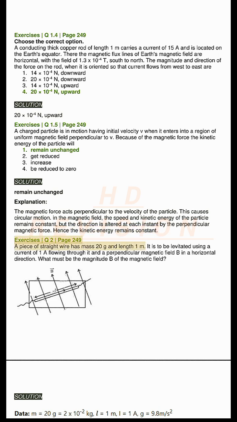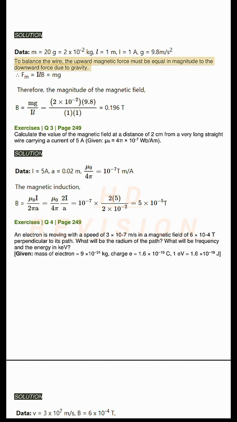Exercises Q2, page 249. A piece of straight wire has mass 20 grams and length 1 meter. It is to be levitated using a current of 1 A flowing through it and a perpendicular magnetic field B in a horizontal direction. What must be the magnitude B of the magnetic field? Solution. To balance the wire, the upward magnetic force must be equal in magnitude to the downward force due to gravity.